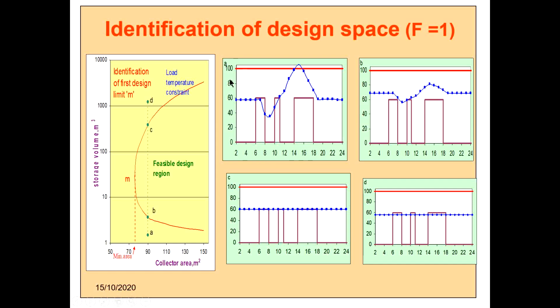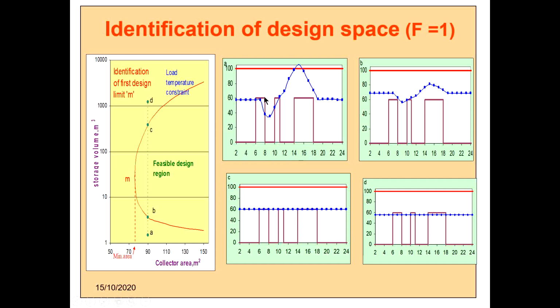Now let us concentrate on the first storage temperature profile, A. Which is the A condition? This characteristic shows collector area on the x-axis and storage volume on the y-axis, on a logarithmic scale. The A condition indicates 90 square meters of collector area. If I select the system of 90 square meters of collector area and the corresponding volume, then I obtain this solution, which indicates the storage temperature profile over a day like this.